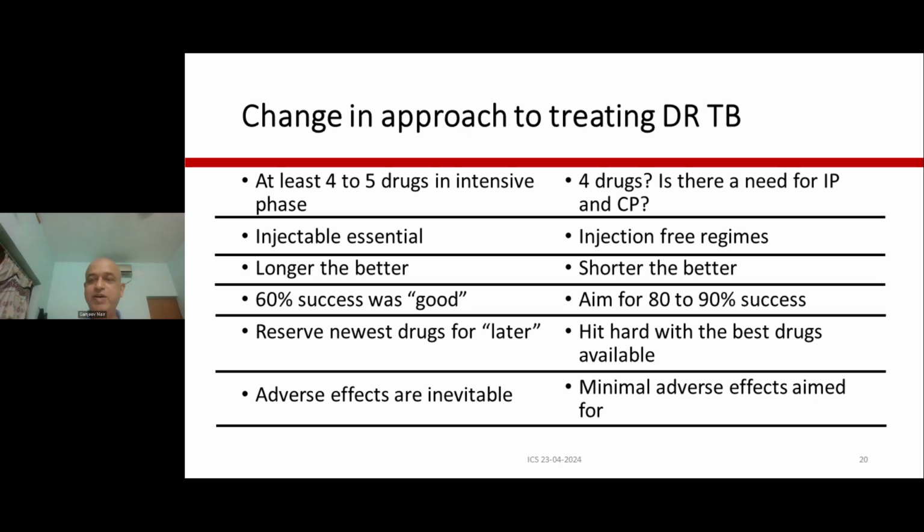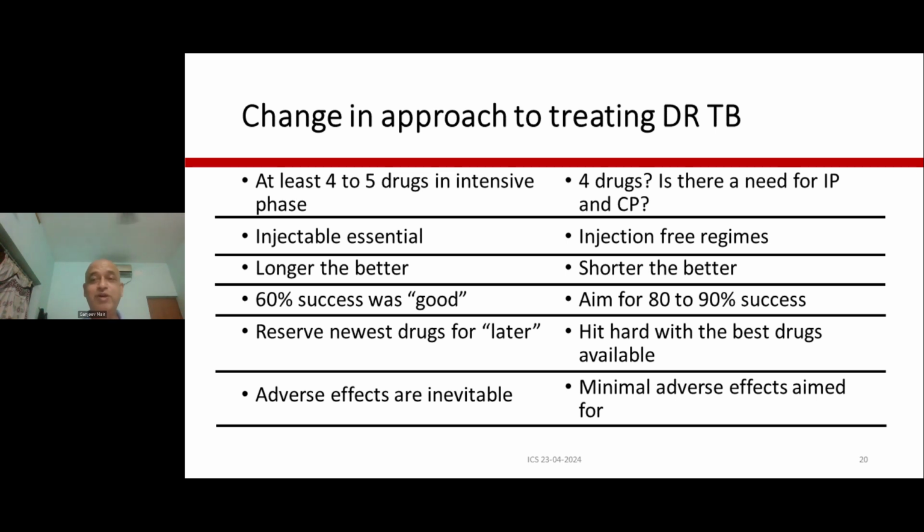At one point, like I said, in the earlier classification, the injectables were the prime drugs. And today we are looking at injection-free regimes. Injectables were a huge crisis for our patients. I'll come to that later. Earlier, we used to believe in longer regimes, that if you give a regime for 2 years, 3 years, 4 years, that was better for the patient. Nowadays, you're looking at regimes of 6 months duration for MDR TB, which is again unimaginable maybe 10 years back, but today that is the reality we are looking at.